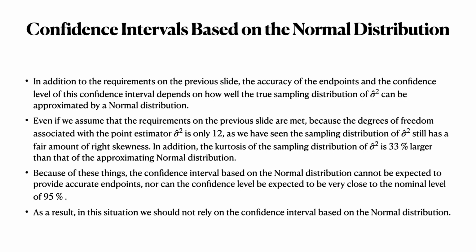And so because of these things, the confidence interval based on the normal distribution really cannot be expected to provide accurate endpoints, nor can the confidence level be expected to be very close to the nominal level of 95%. And this is especially true if you recall that the confidence interval that we obtained using the normal distribution was so much shorter than the confidence interval we obtained using the chi-square distribution. And so as a result, in this particular situation, we should not rely on the confidence interval that is based on the normal distribution.